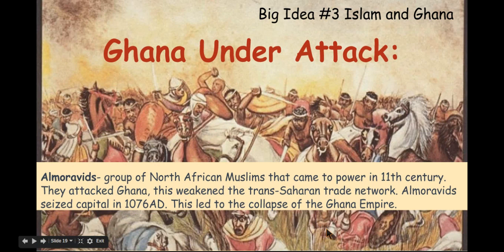Okay, and then finally, looking at the collapse of Ghana, what happened to the empire? Well, a group known as the Almoravids, a group of North African Muslims, came to power in the 11th century. And basically they attacked Ghana. Once Ghana was under attack, very few people wanted to trade in Ghana because it wasn't safe anymore. So this weakened the Trans-Saharan Trade Network. Eventually the Almoravids seized the capital in 1076, and this ultimately led to the collapse of the Ghana Empire.